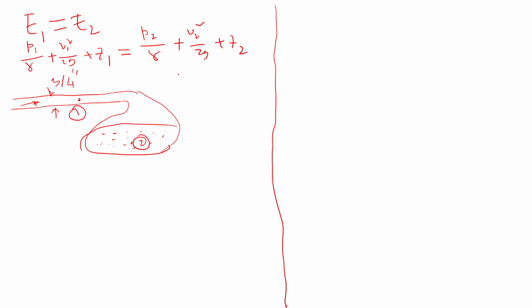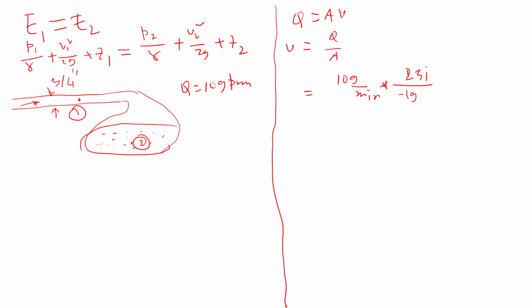velocity. Assume that we have a flow rate of 10 gallons per minute in the system. So from the continuity equation, which is Q equals area times velocity, we can find that velocity is equal to Q by A. So the flow rate is 10 gallons per minute. Then let's convert that gallon to cubic inches. One gallon is 231 cubic inches, and then 1 minute is 60 seconds.